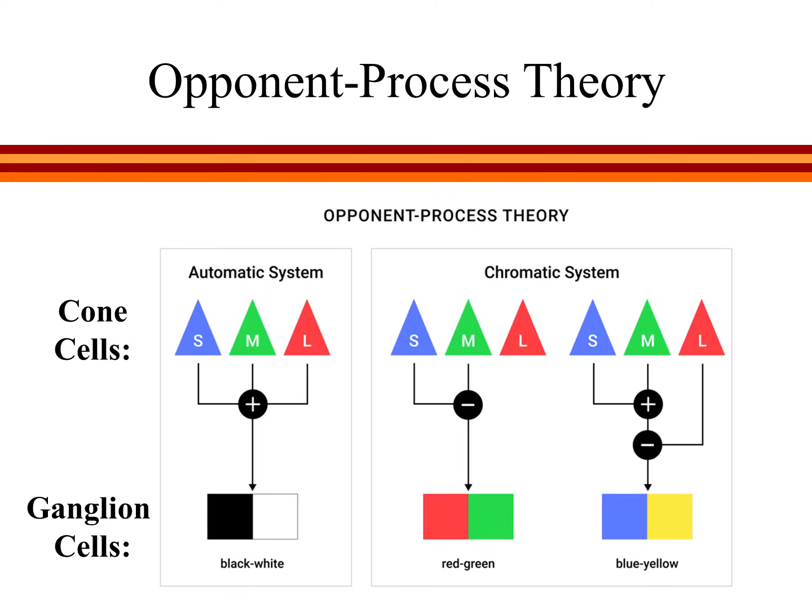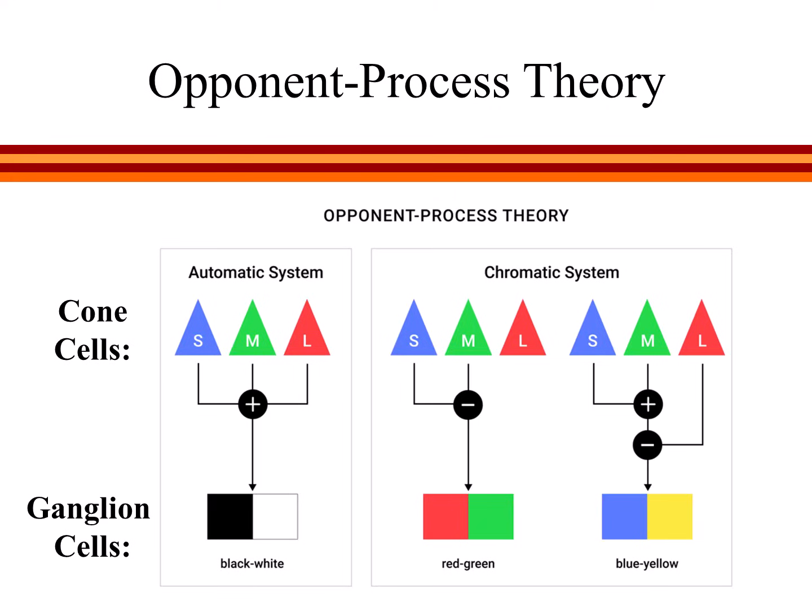Specifically, opponent process theory proposes that color is coded via three opposing pairs of color receptors: red-green, blue-yellow, and black-white. Importantly, receptors can only send information about a single color at one point in time. So, for example, when the color red is being stimulated, then that means the color green is being suppressed, and vice versa. The same is true for the other two opposing pairs.